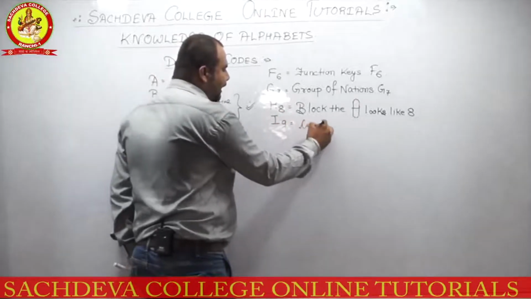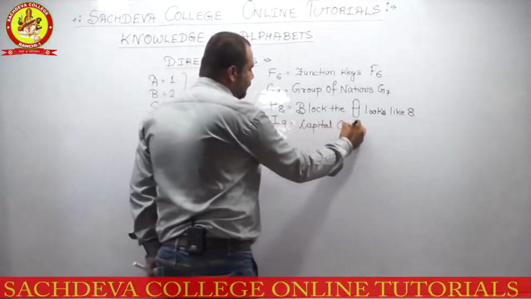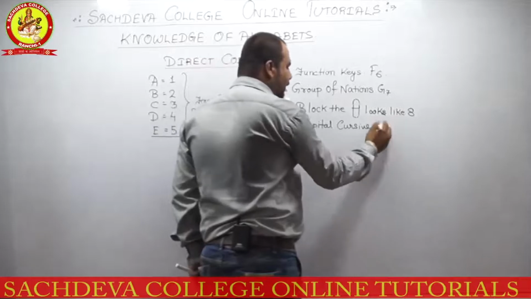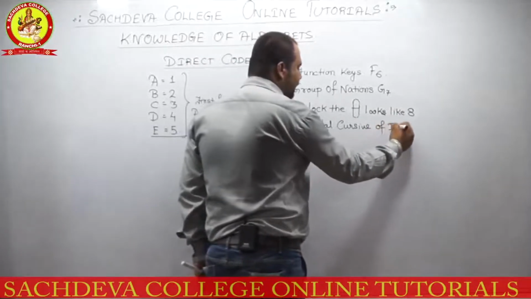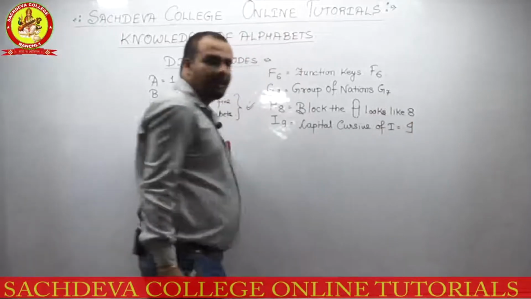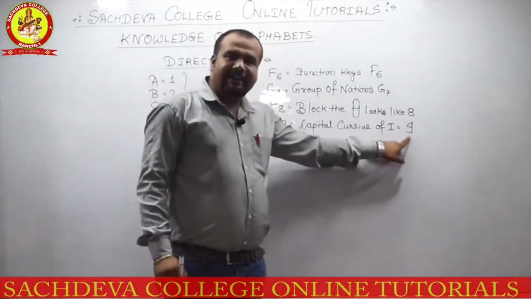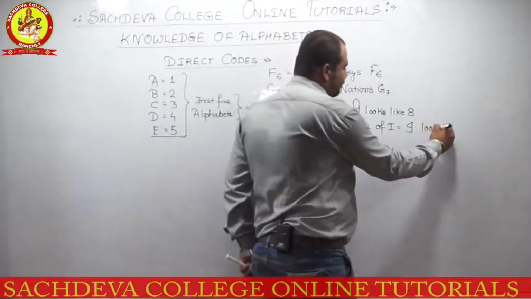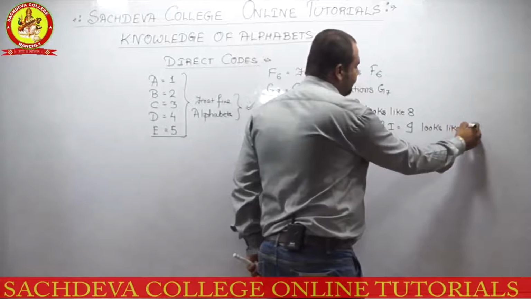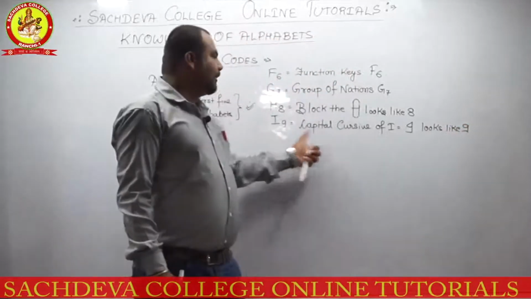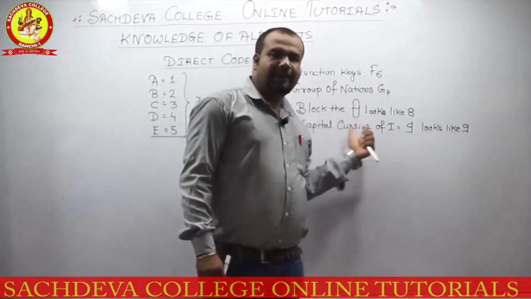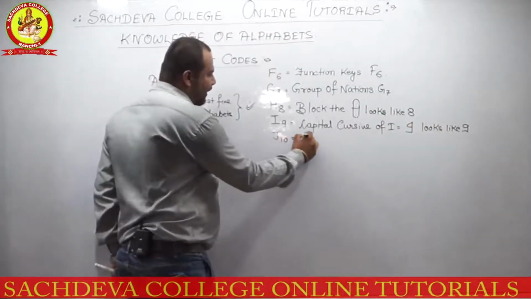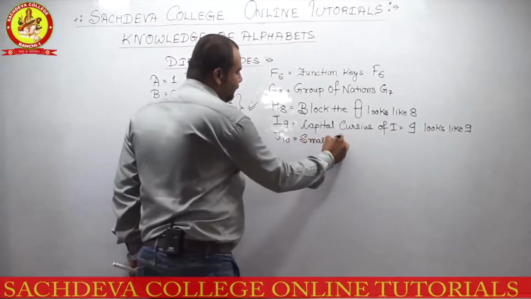In capital cursive handwriting, the capital cursive of I looks like this, and so we can say it is 9. So the capital cursive of I looks like 9, so the value of I is 9. When we talk about J10, then we have small cursive.